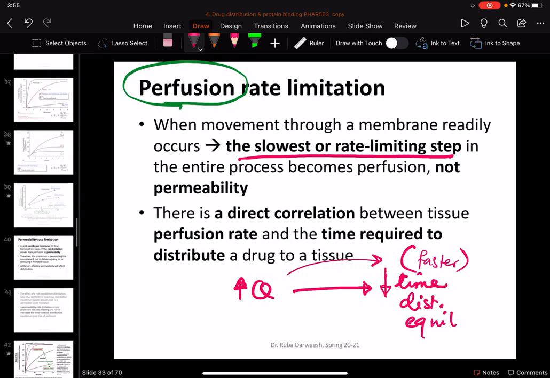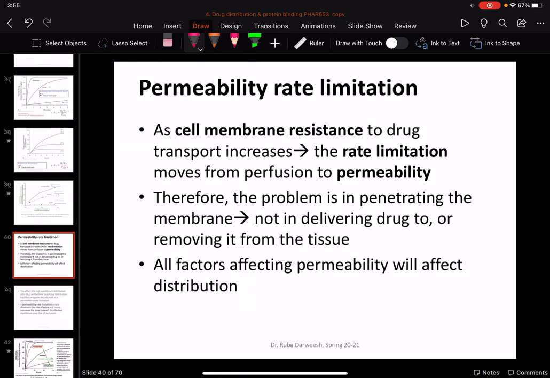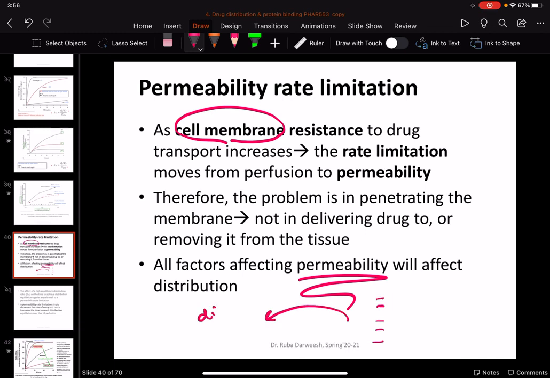And then for permeability rate limitation, we have the limitation of the cell membrane. Now it's not perfusion anymore, so it jumps to being related to the penetration or permeability into tissues. Everything that you know about transport or permeability would be factors that affect the permeability, and at the end affect the distribution and its equilibrium.